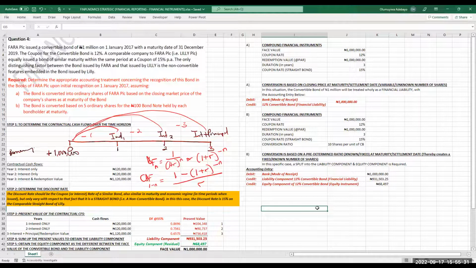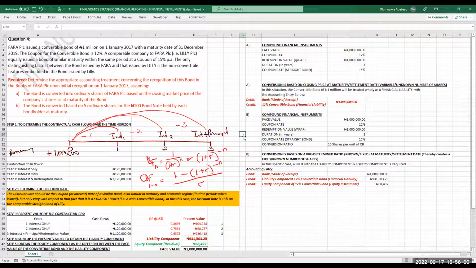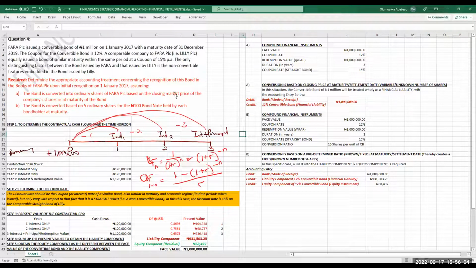I'm looking at the second requirement that we answered just now, where they said the bond is converted based on 5 ordinary shares for 100 naira bond notes held. I was thinking maybe we're going to do all of this conversion, but I observed that it did not. I think you are not getting the point. Today is the day they issue the bond, and they are telling you that at the conversion date, that will take effect.